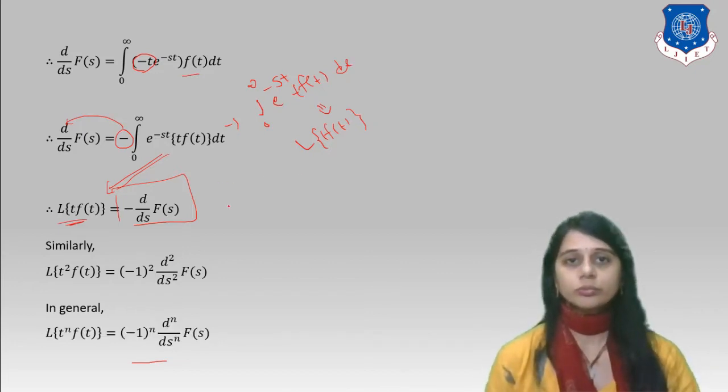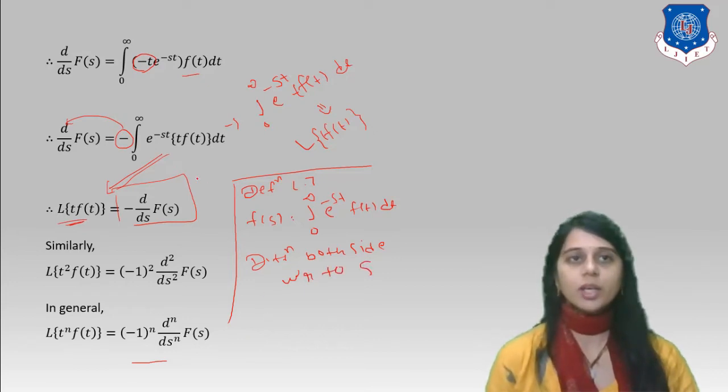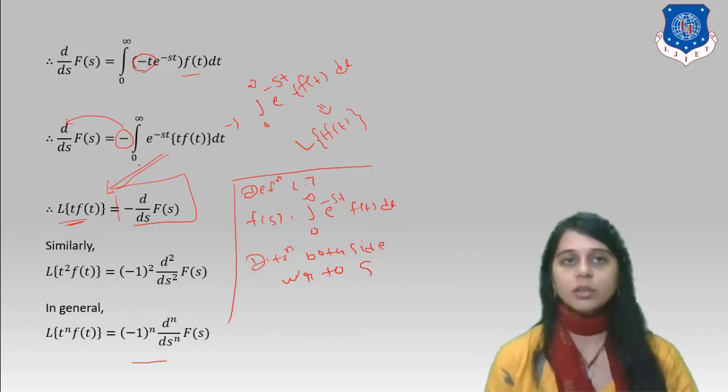First of all, let me summarize. Taking the definition of the Laplace transform, f of s equals integral 0 to infinity e raised to minus st f of t dt. Next step, taking differentiation on both sides with respect to s, we get d by ds f of s equals integral 0 to infinity of minus t e raised to minus st f of t dt. Taking minus common, integral 0 to infinity e raised to minus st t f of t dt.